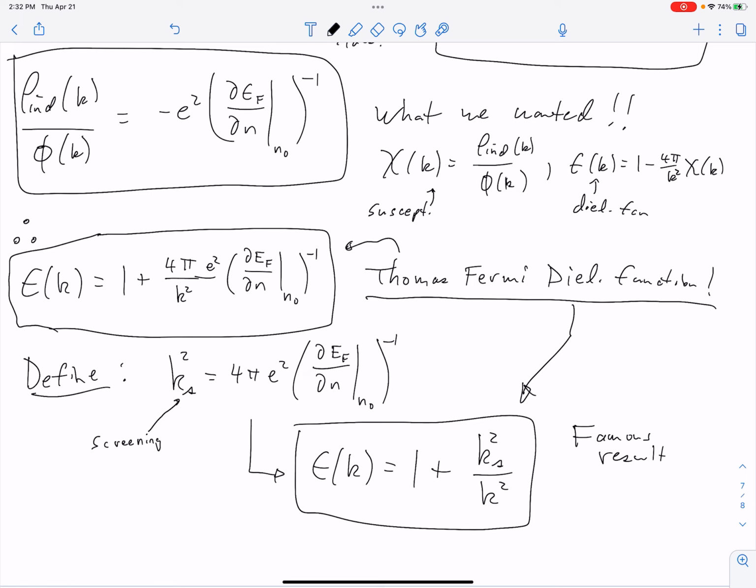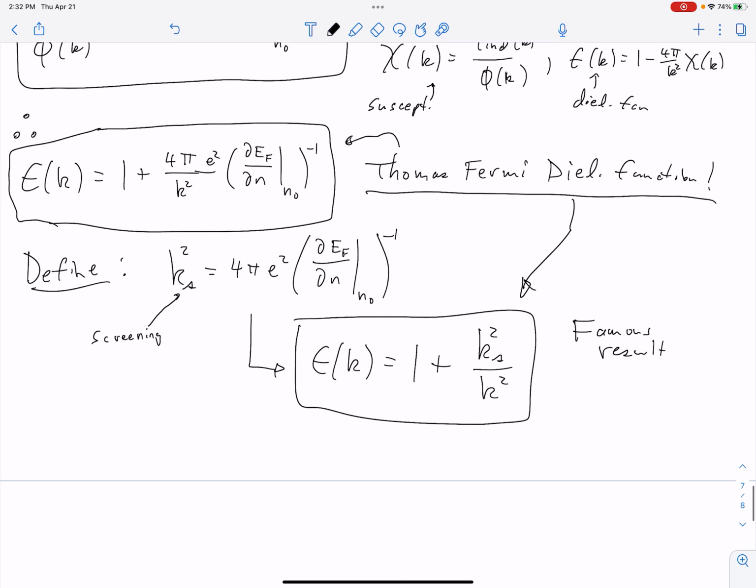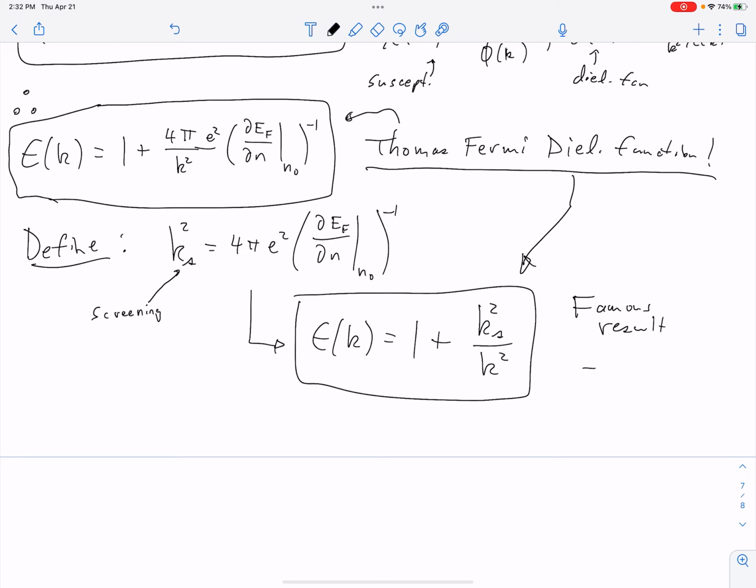And what this is telling us is something about screening. It says if k is big, then there's less screening. And if k is small, then there's more screening.